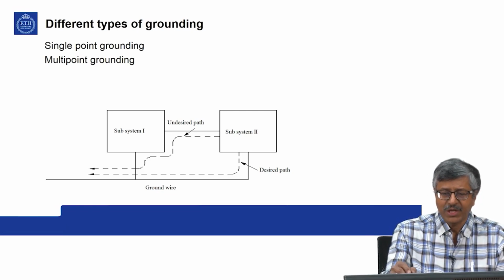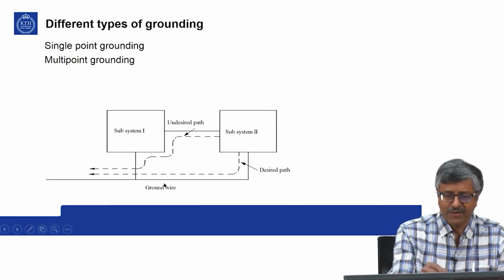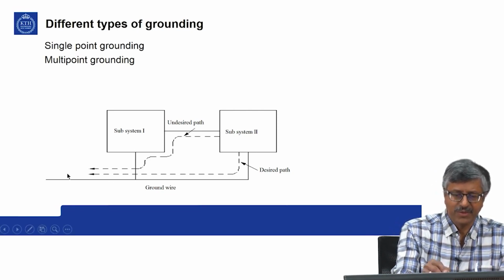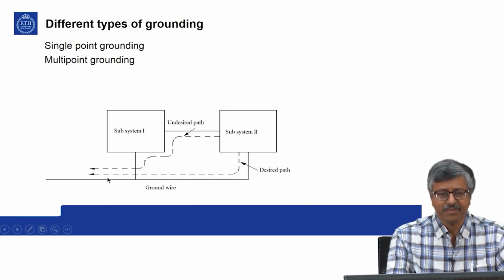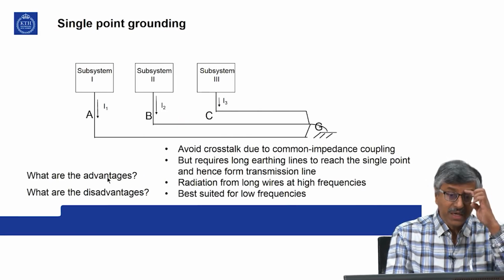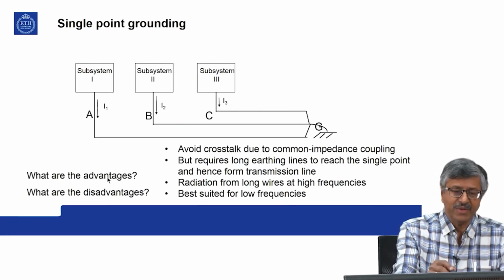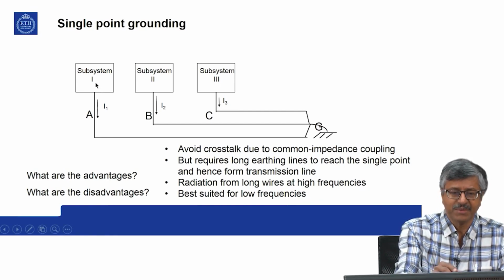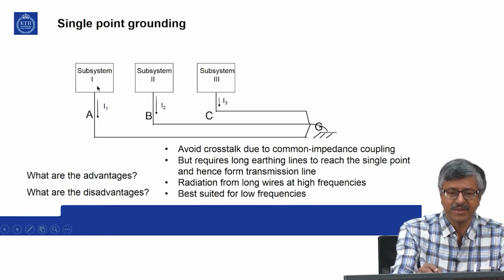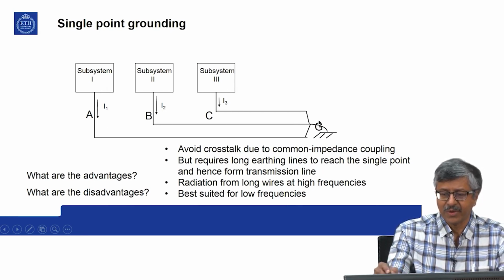So how do you ensure that all the fault currents are following straight to the ground, not to the other system? So single point grounding can often achieve that. So here an illustration is given. You have subsystem 1, subsystem 2 and 3. So you have certain currents I1, I2 and I3 during fault going to the ground.